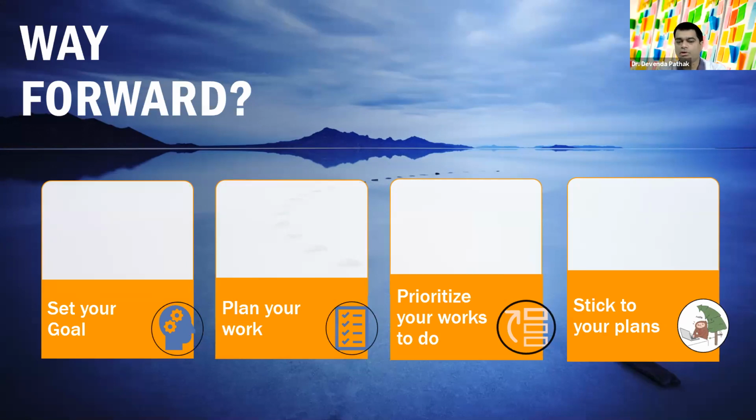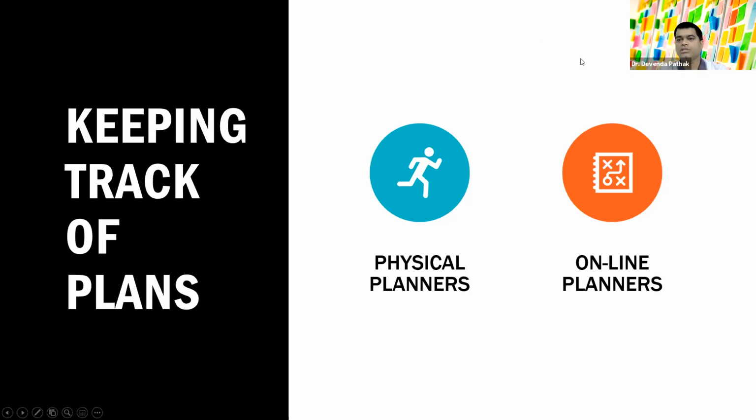How you can do all these things is by two ways. Some people love to do everything in online mode, or some people like me prefer physical planners. So whichever way, you have to have a planner. Whether you are good with online planners or physical planners, choose one of them, and from today itself you start planning your to-dos. Whatever you have to do, you start planning with that.